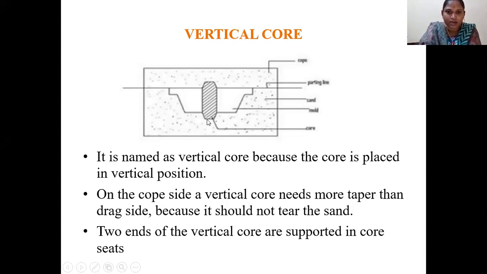Comparatively with the drag side, a little bit of expansion takes place in this cope side. The core seat or the taper section, wherever it is more, it is more on the cope side. And why do they make it more? Because while removing the core, it is very difficult to take the core outside.